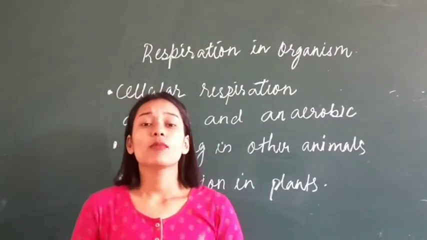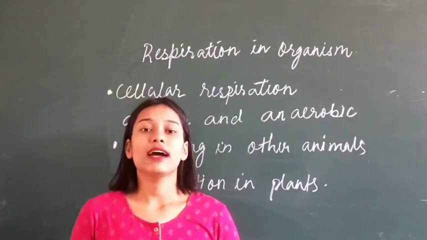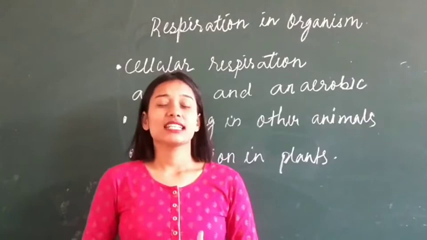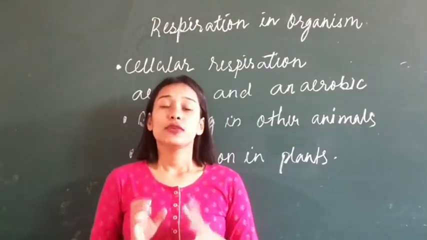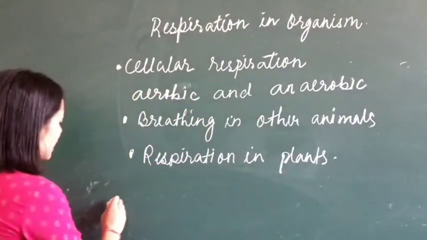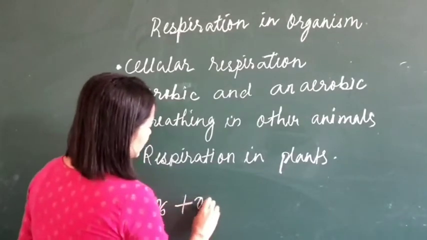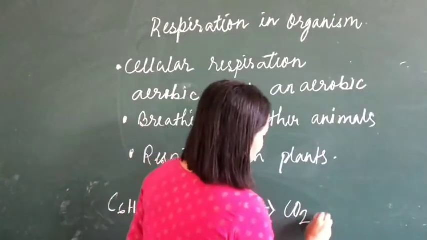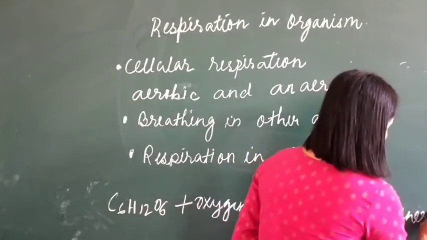We all know that our body is made up of cells, is it not? And our cells carry out different functions. The food we eat is digested into a simpler form. Now that food is converted into energy by the process of oxidation. Glucose, when it reacts with oxygen, gives what? Carbon dioxide plus water plus energy.